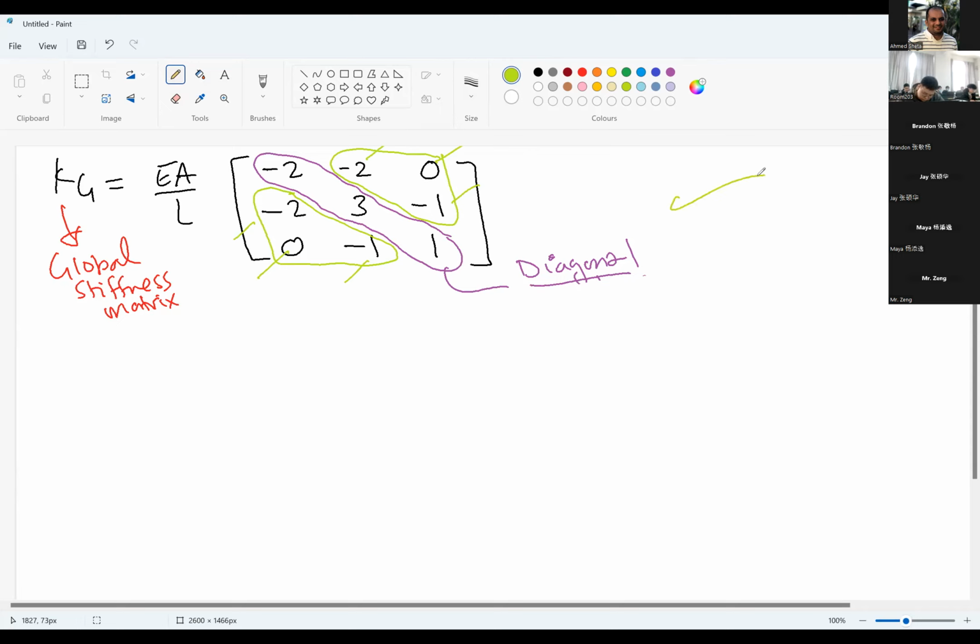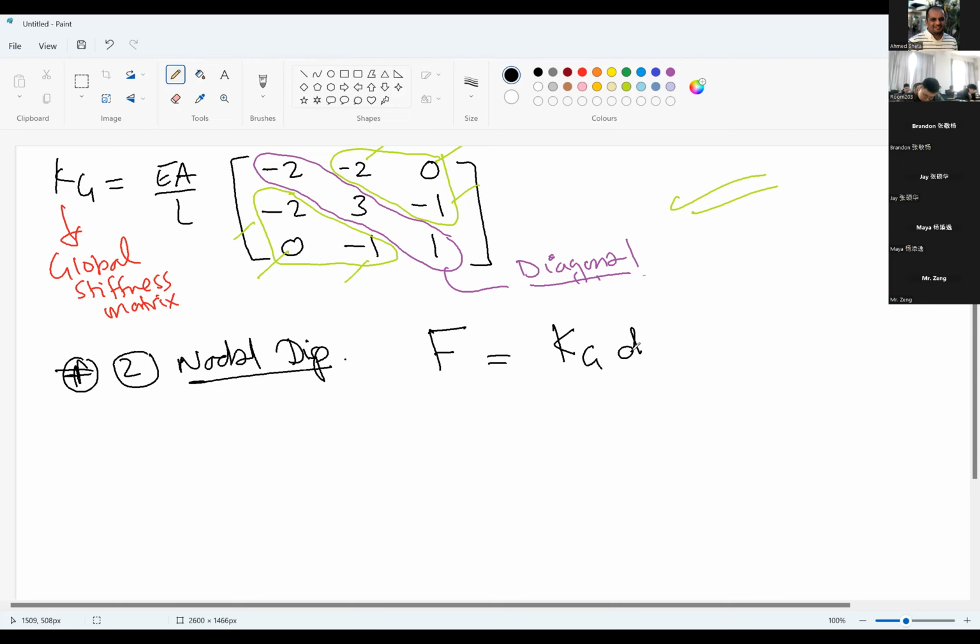Okay, so now we finalize the first step and get the global stiffness matrix. What else? We need to get the nodal displacement. The general equation for the nodal displacement is the force F equals K global times D. This is our general equation. Now we already have K global. So we need to know what is the load vector and what is the displacement vector. What is the force vector or the load vector?